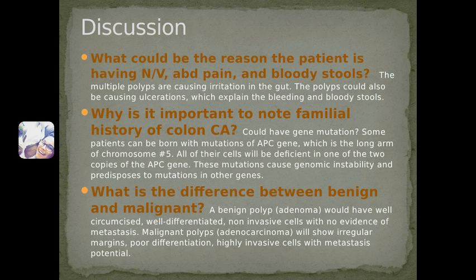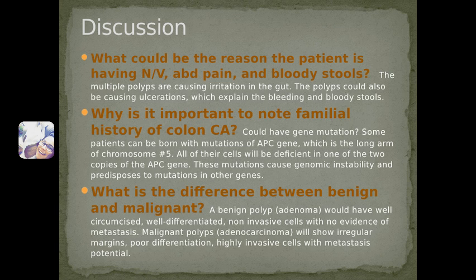Why is it important to note familial history of colon cancer? So there could be gene mutations. The patient in this case study could have a gene mutation. We would have to check. Some patients can be born with mutations of an APC gene, which is on the long arm of chromosome number 5. So all of their cells will be deficient in one of the 2 copies of the APC gene. These mutations cause genomic instability and predispose mutations in other genes. The genomic instability, they're talking about the cell having genomic instabilities, which is going to predispose other mutations in other genes of other cells.